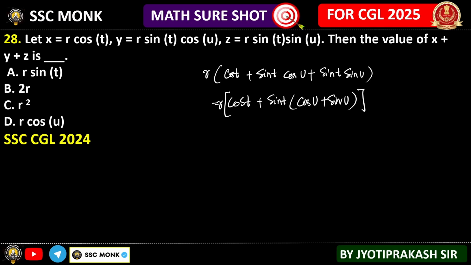Yes or no? I think it will be x² plus y² plus z². Then only we will be able to solve it. See, this will be r², this will be cos², this will be sin², this will be cos², this will be sin², this will be sin². So here it will be cos², here it will be sin², this is cos²u, sin²u. So cos²u plus sin²u is 1. So this will be cos²t plus sin²t, that will be also 1. So the answer will be r². Answer option C. So this is x² plus y² plus z². I think that is the right way.